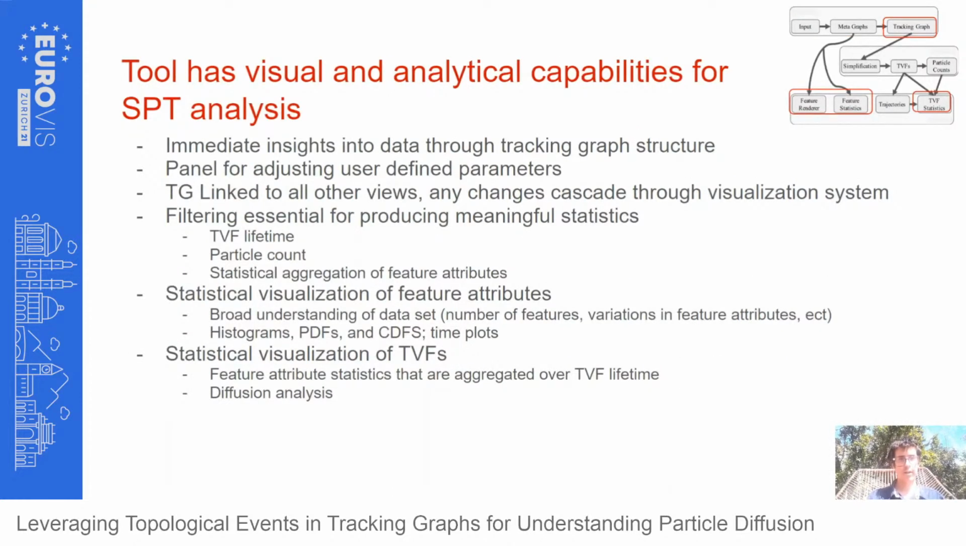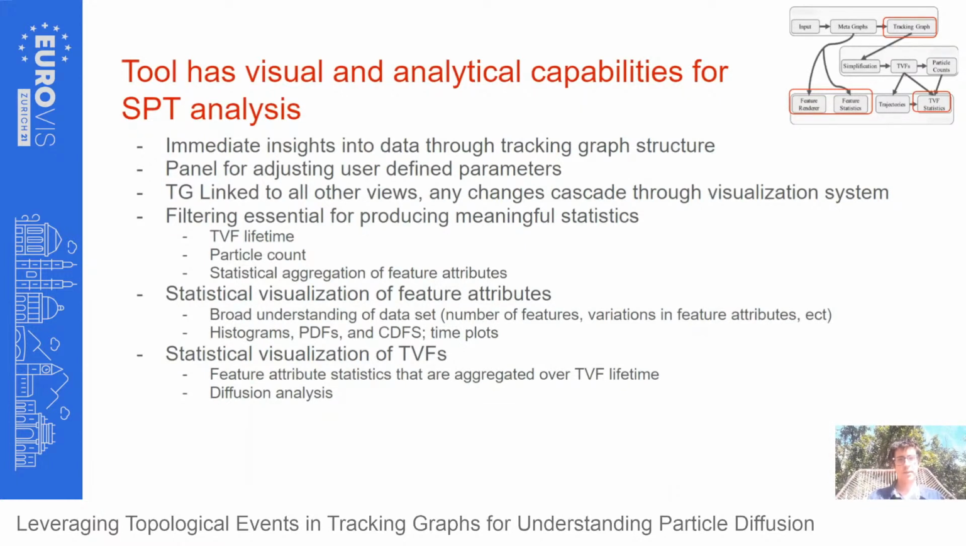The tracking graph view is the main component of our system and is linked to all of the view panels so that any user interactions with filtering options cascade through the system, and associated visualizations are updated correspondingly. The ability to filter the tracking graph is a vital component to our analysis pipeline. It serves two purposes: creating statistically meaningful analysis and visualizing targeted data and TVFs.